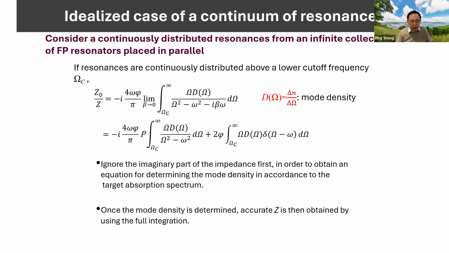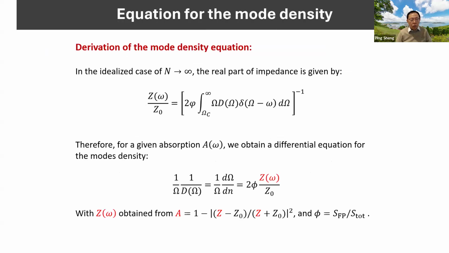And then once the mode density is determined, we can go back to the first expression, okay, which has only the lowest order Fabry-Perot resonance, and we can do the integral exactly. That integral is not difficult to do once d of omega is known. So I will show you later. So the equation for mode density, that's the simplest case. Just by integrating the delta function, which is simple, we obtain a very simple differential equation.